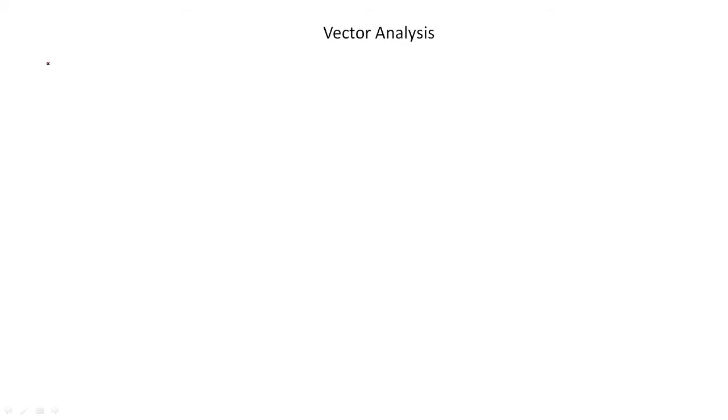Hello everyone. Today we will solve some numerical problems based on vectors. Here the first problem is that a vector A is given as 2i plus 3j minus 5k, and here we have to find a vector for 4A.